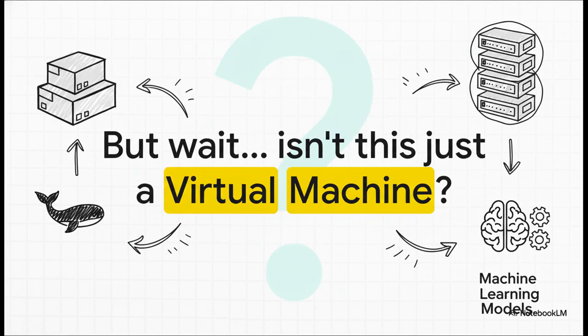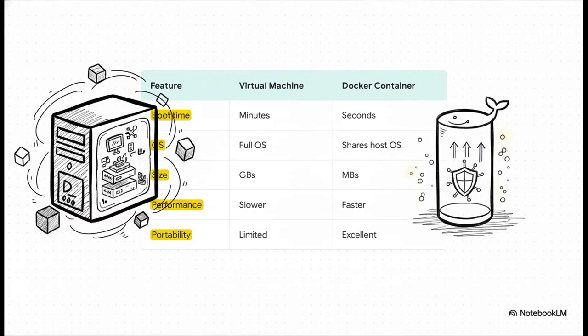That is a fantastic question, and it's a really common point of confusion. While containers and virtual machines, or VMs, do solve a similar problem of isolating an environment, the way they do it is vastly different. And honestly, containers are so much more efficient for this kind of work. And this slide right here tells the whole story. The difference in size and speed is just dramatic.